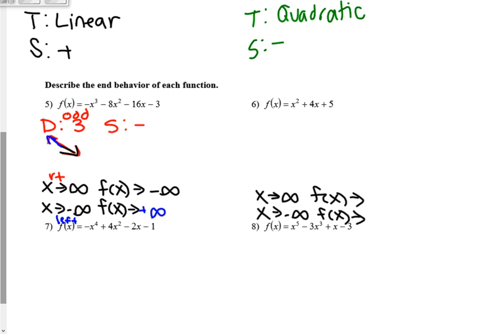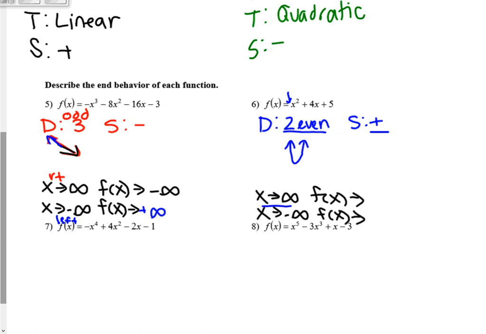On number 6 then, my degree here is 2. So I know that would be a quadratic. I know that is an even degree. My leading coefficient, or the sign on it, is a positive 1. So even tells me to think of a quadratic graph. Sign being positive tells me my quadratic graph would be opening up.